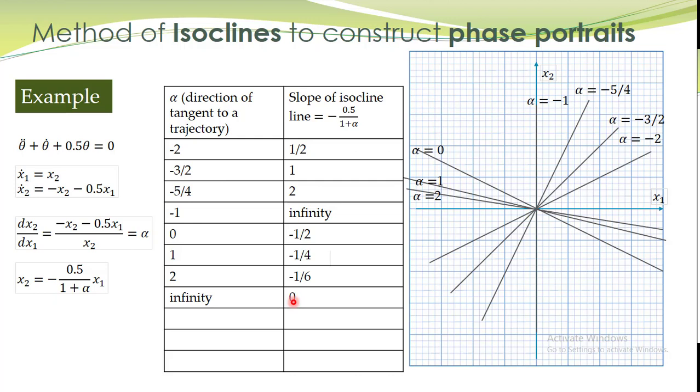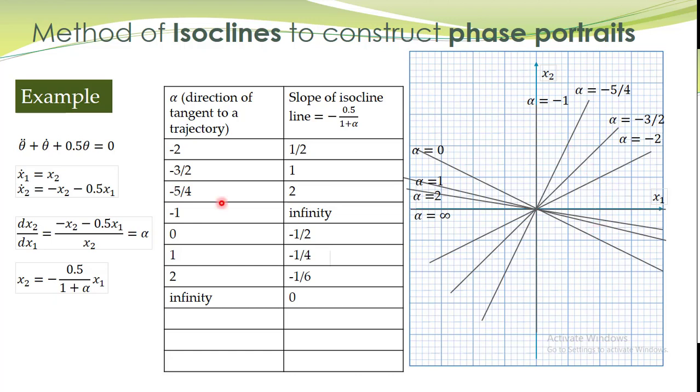So what is that line? On the horizontal axis, we have all the trajectories which will be passing through this isocline will have slope equal to infinity. So I have drawn some isoclines. These values of alpha were chosen so that it is easier for me to draw these lines.